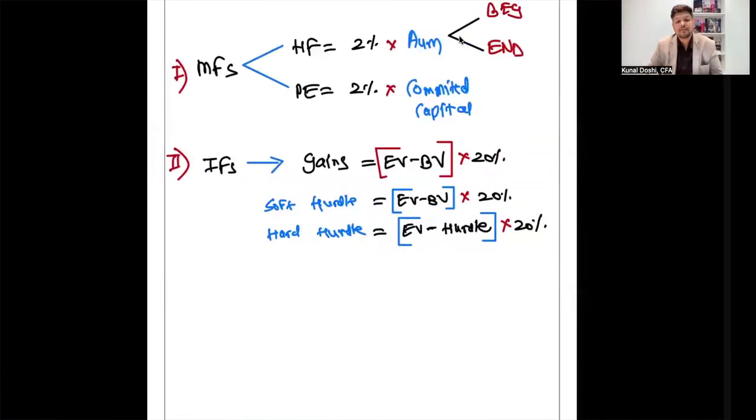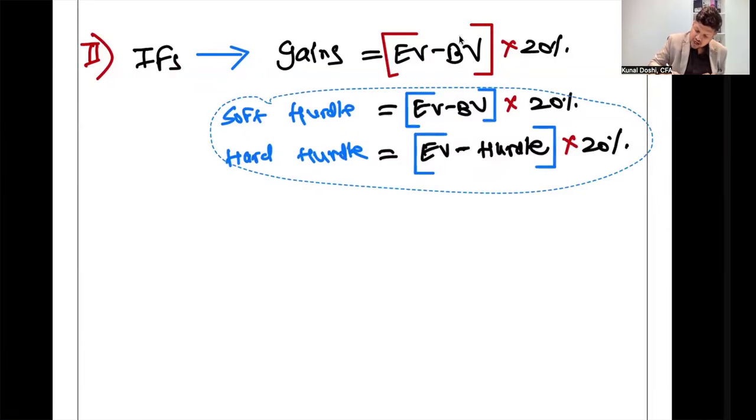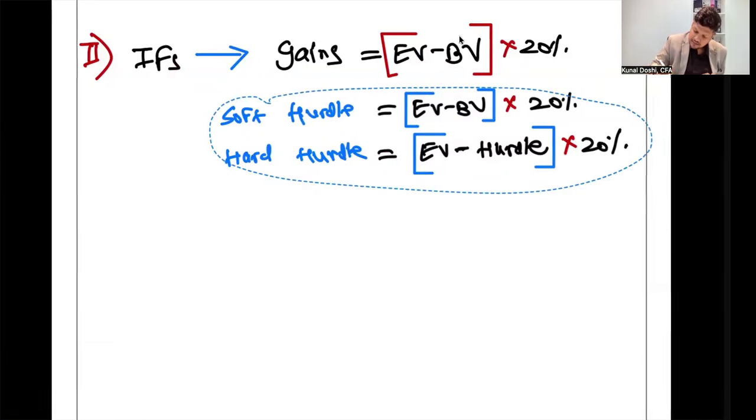Check and confirm. All good? Everyone in the class understood this? Check, confirm.